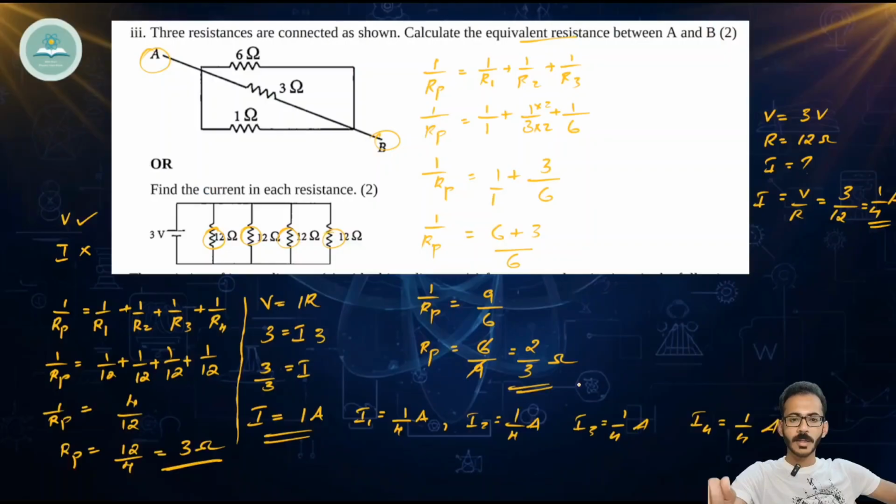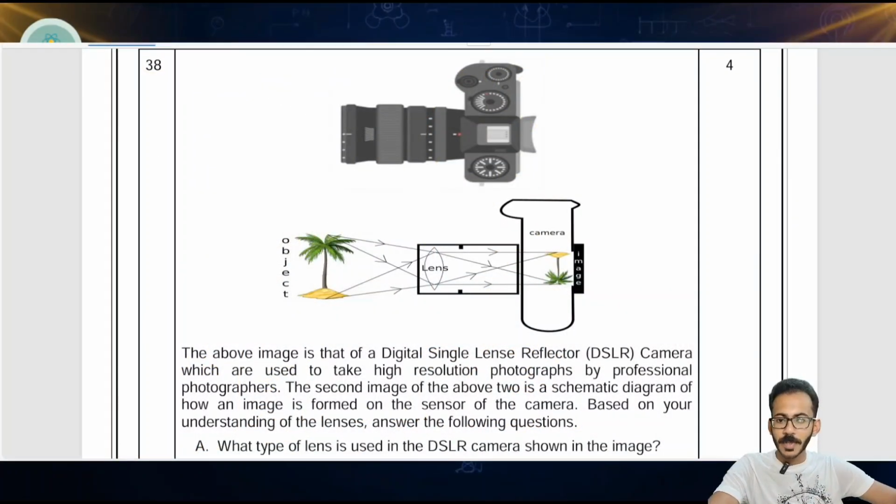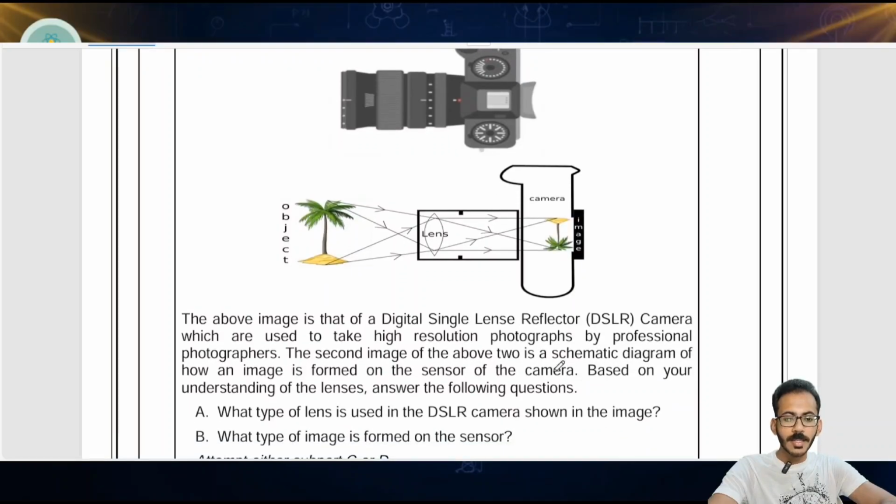Now we'll go to the CBSE paper and we'll see this question in the CBSE paper. Usually this will come from the light chapter. Let's see the question there. Here, it's a case-based question. The above image is that of a digital single lens reflector DSLR camera, which are used to take higher resolution photographs by professional photographers. The second image of the above two is a schematic diagram of how an image is formed on the sensor of the camera. Based on your understanding of the lenses, answer the following questions.